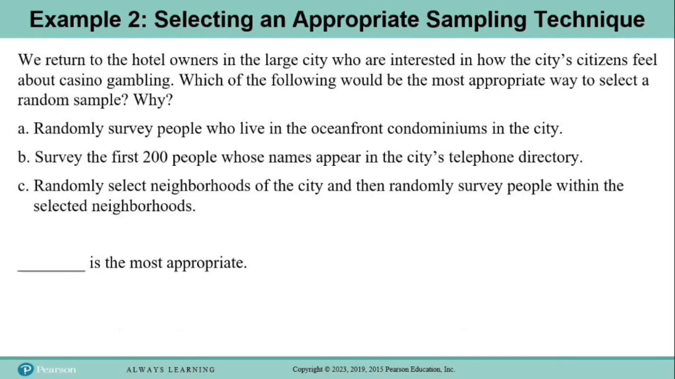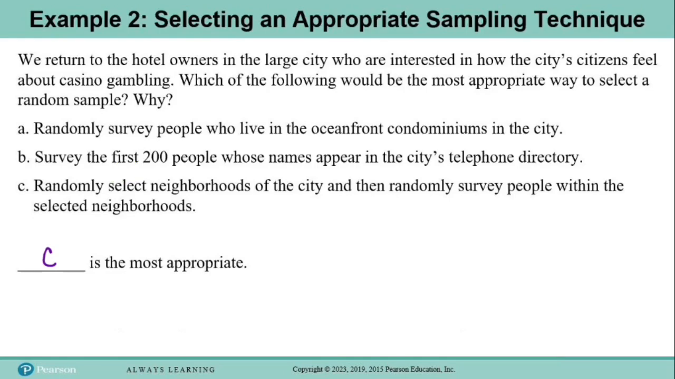And then choice C, we randomly select neighborhoods of the city and then randomly survey people within the selected neighborhoods. So we want to choose the one that's going to give us the best cross-section of the population. And of course, that is going to be choice C. What's wrong with choice A is there's just one economic class of people who live in the oceanfront condominiums. So you're going to leave out large sections of the population if you only talk to people who live in oceanfront condominiums.